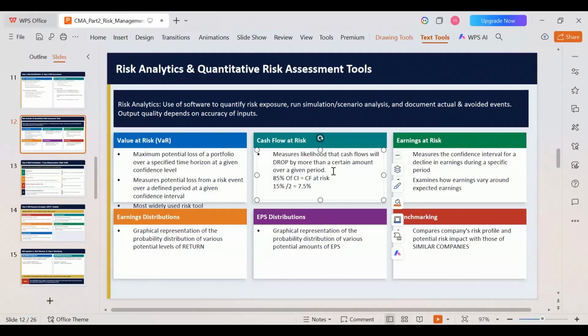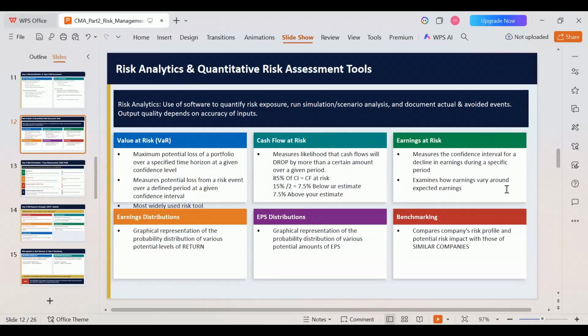So 7.5%, it will be below your estimate. Your risk will be below your estimate. Okay. And for the rest of the 7.5%, it will be above your estimate. Got it? Okay. So next up, we have earnings at risk.